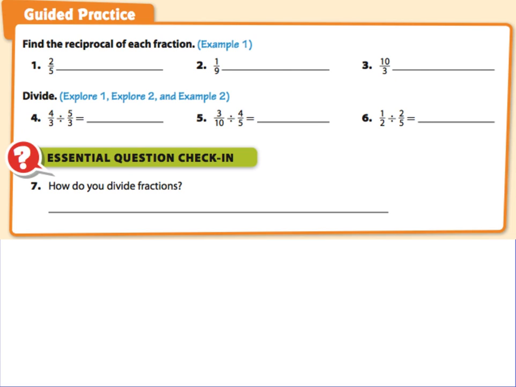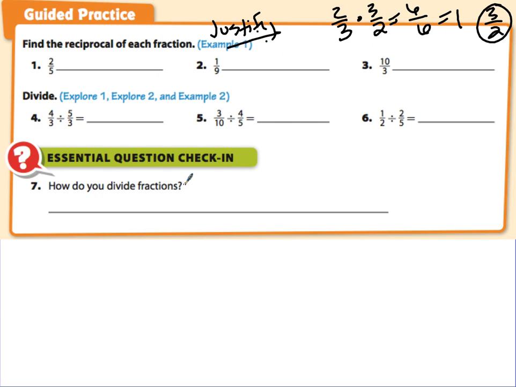And again, I gave you the space. I will tell you that for reciprocals, you don't have any work to show unless you're justifying. So if this were to say find the reciprocal, justify your answer, you would be showing me the multiplication problem. So 2/3, what's the reciprocal? Well, 2/3 times 3/2 equals 6/6, which equals 1. So 3/2 would be my answer. That would be justifying your answer. In this case, I just want the reciprocal. If you want to check your answer, you can do this math as well.